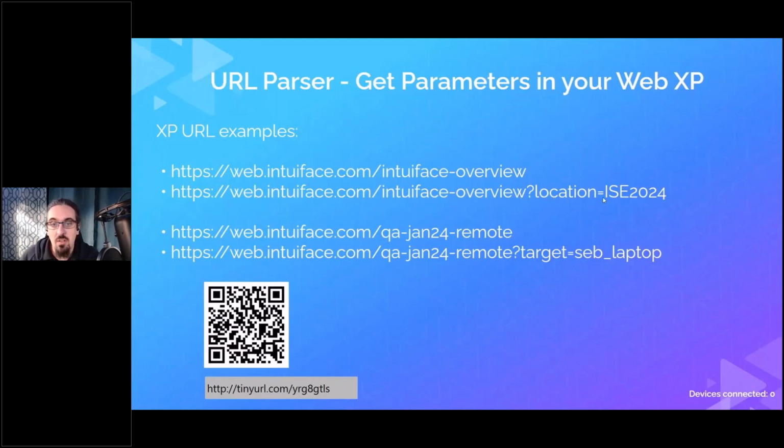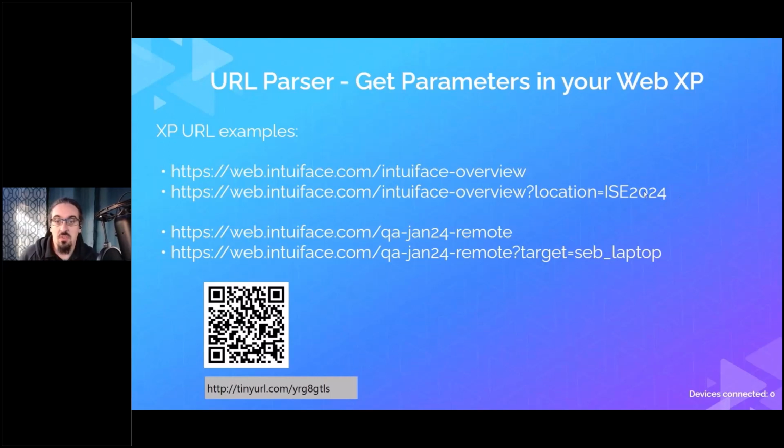But these parameters will be available inside the experience to be used for various purposes. The first example here, adding location equals IAC 2024: when someone walks onto our booth at IAC in a couple of weeks from now and scans the code, we will know that they scanned the code during IAC, and we can use that in our analytics, in our tracking.